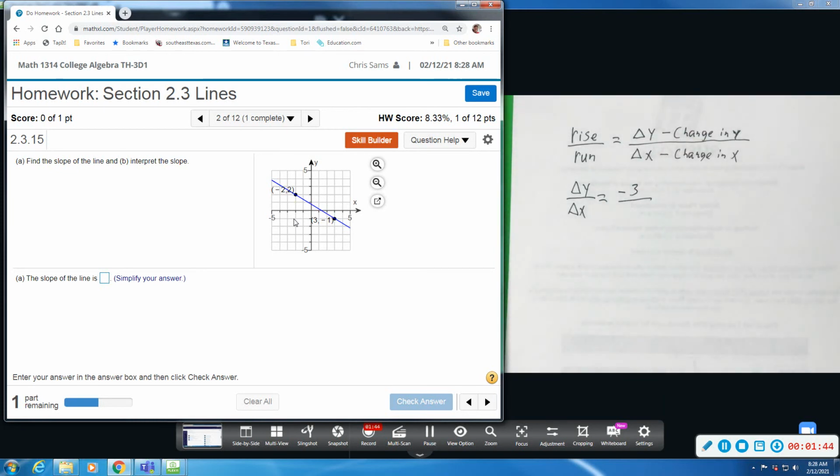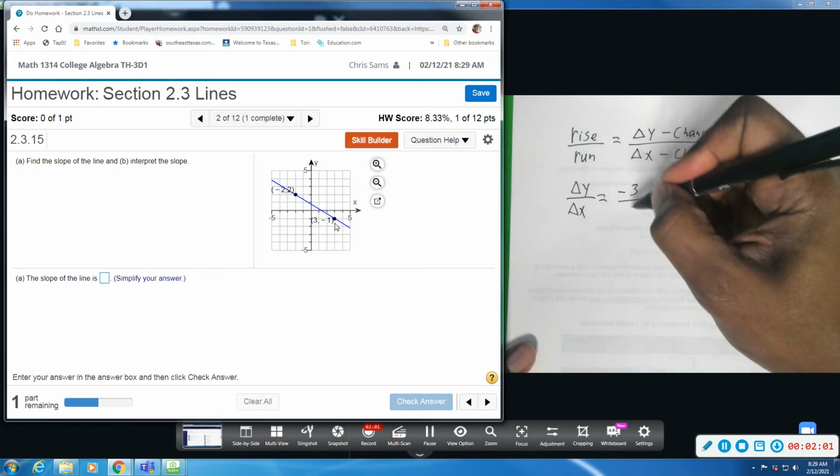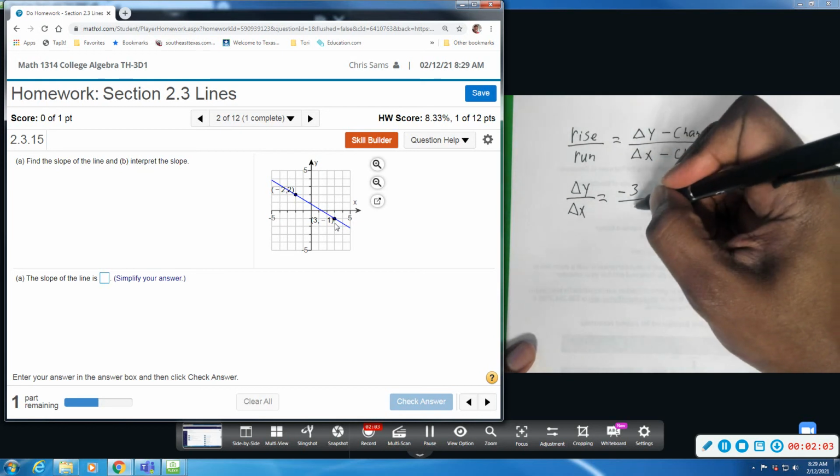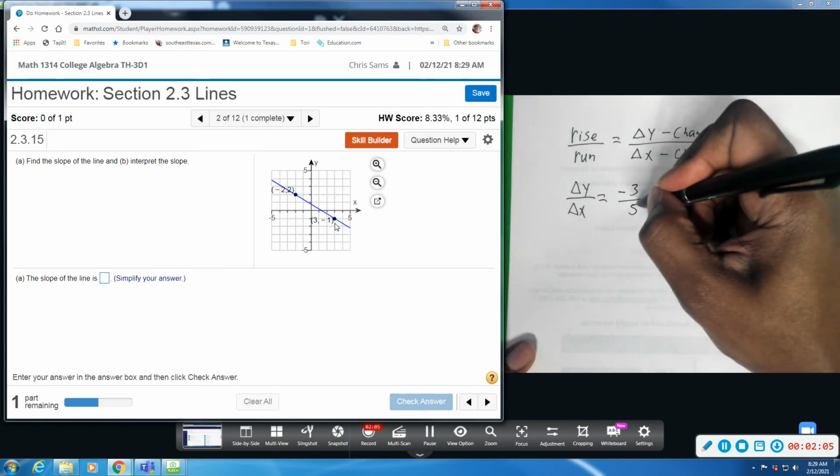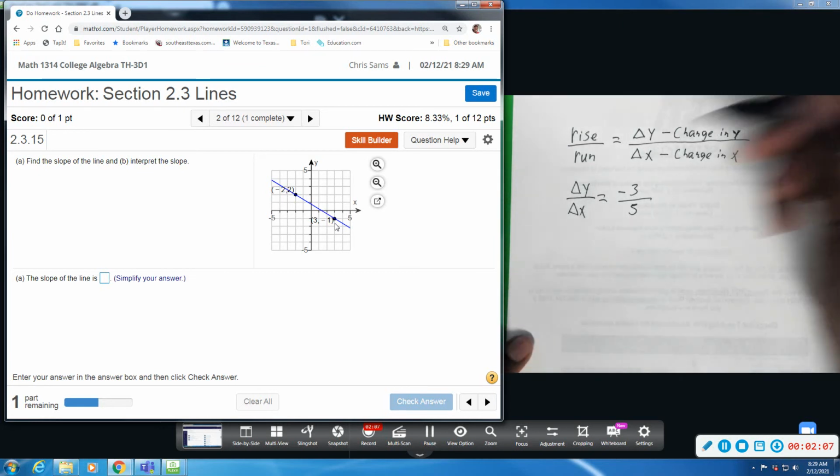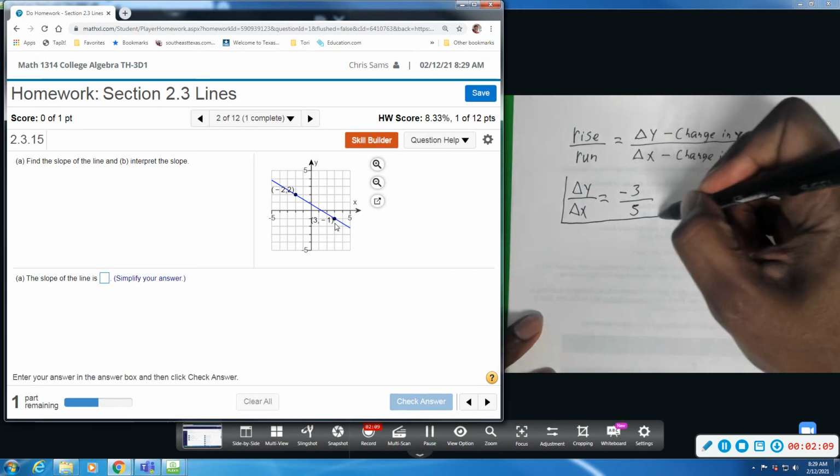Now we're going to find our change in x. So once we go down 3, we have to go right 1, 2, 3, 4, 5. So we go right 5 little squares before we get there. So our change in y is -3 over 5. Alright, so when you have a graph, it's the easiest thing to count it.